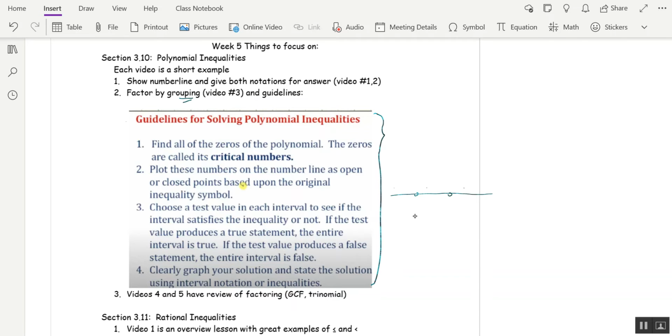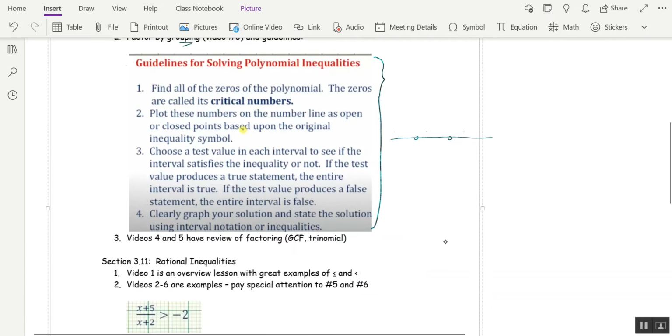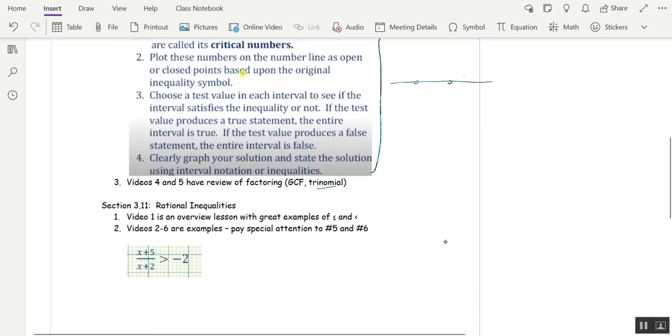Videos 4 and 5 are just different types of factoring: factoring out the GCF, and then another one of factoring a trinomial. This is really an important section because the next section piggybacks on this section. So the next section is this section on steroids, where we talk about rational inequalities.